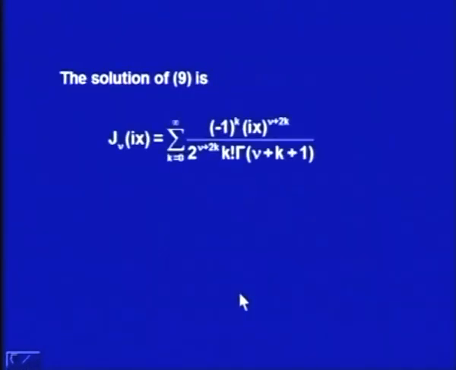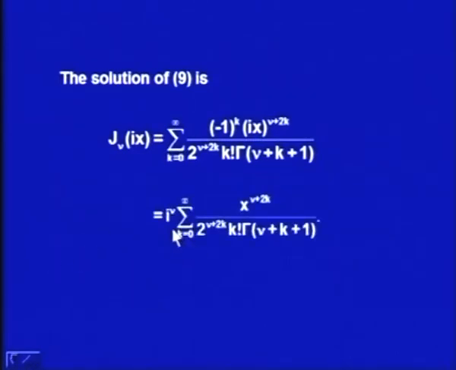So, the solution of 9 is J nu (i x) equal to sigma k equal to 0 to infinity (minus 1) to the power k (i x) to the power nu plus 2 k over 2 to the power nu plus 2 k into k factorial gamma (nu plus k plus 1), which we may also write as i to the power nu into sigma k equal to 0 to infinity x to the power nu plus 2 k over 2 to the power nu plus 2 k into k factorial gamma (nu plus k plus 1), because i to the power 2 k is i square raised to the power k, which is minus 1 to the power k, and minus 1 to the power k here also we have. So, minus 1 to the power 2 k will give us plus 1.